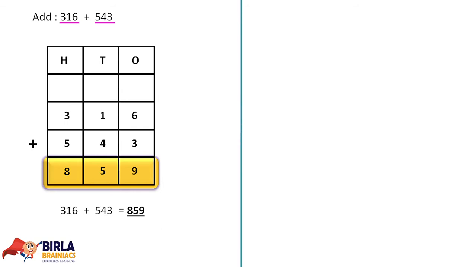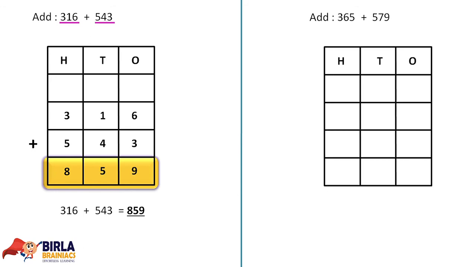Let us take one more question. In this we are going to add 365 and 579. Both are three digit numbers, so let us prepare the table in the same way. First number 365, write the digits from right to left. Second number 579, write the digits from right to left, and we are going to add both of them. Let us see how to add.